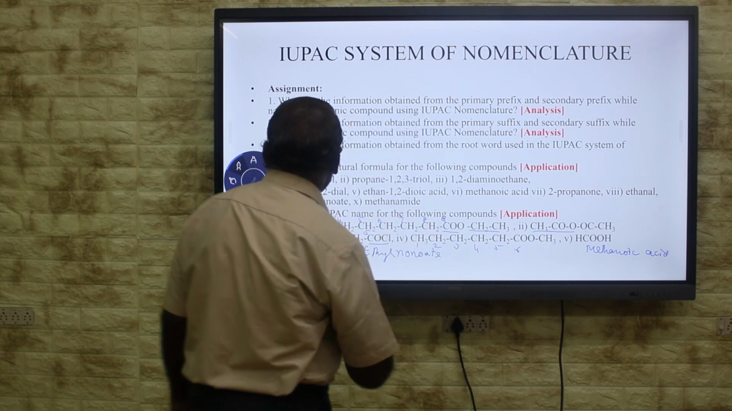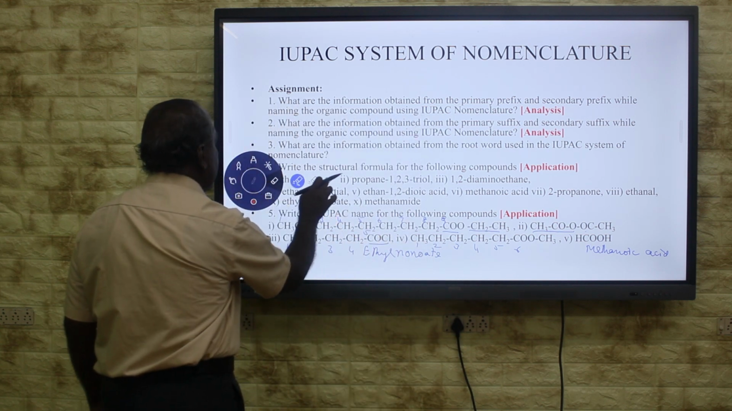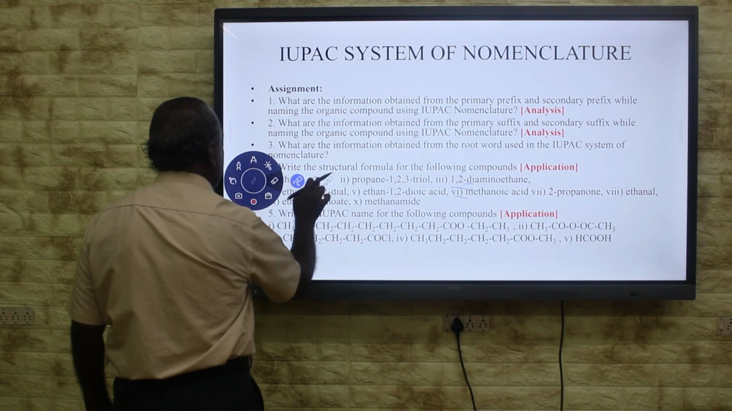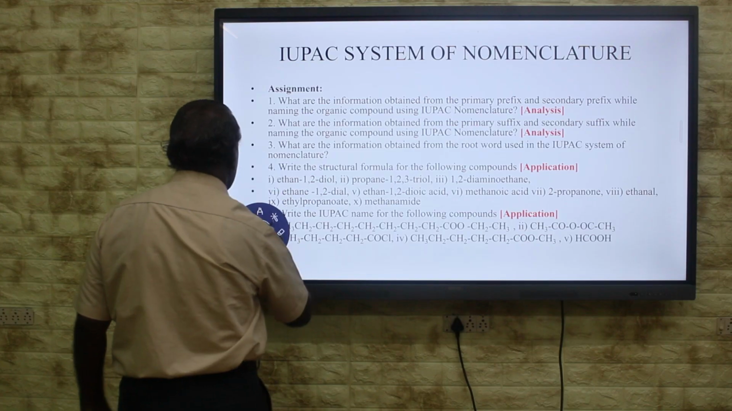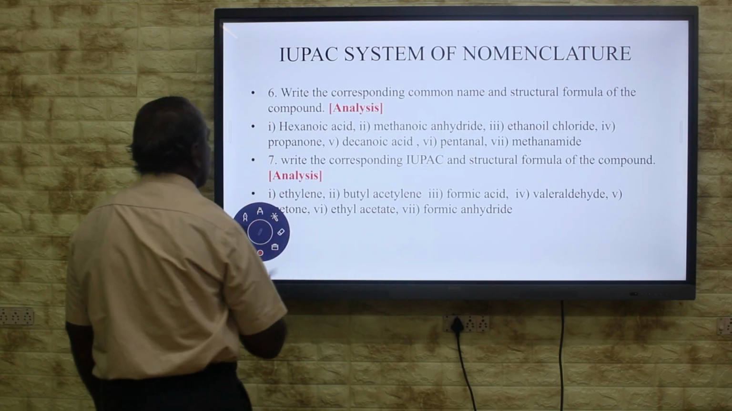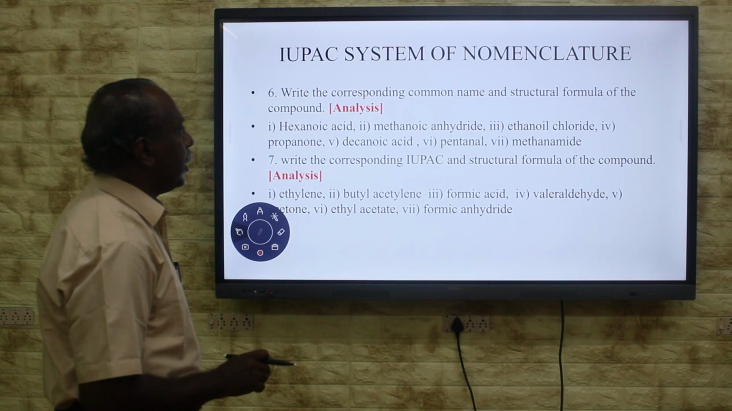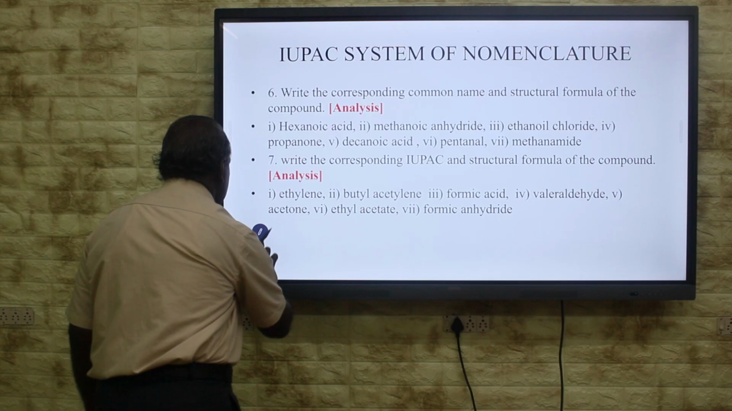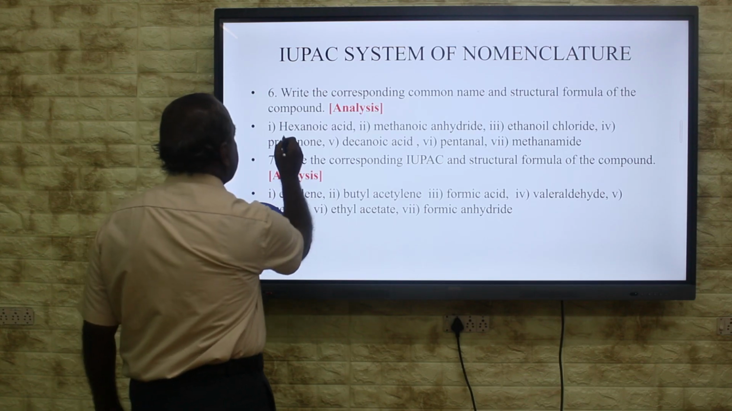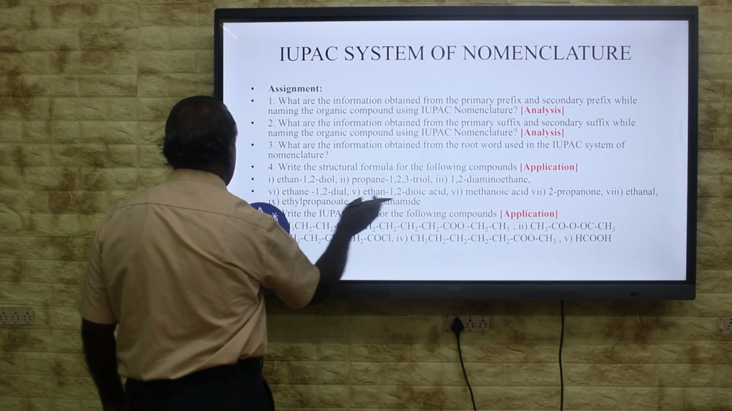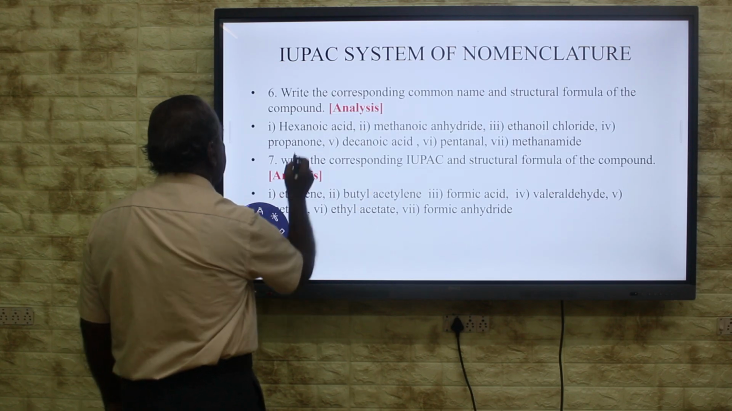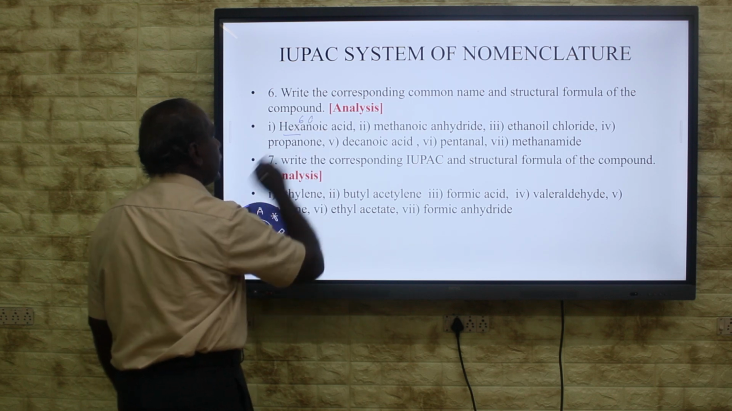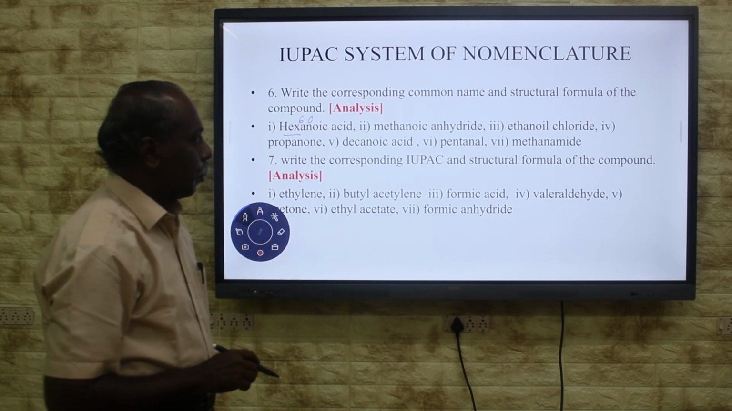That is the way of writing the IUPAC name of the compound. Next: write the corresponding common name and structural formula of the compound. Here hexanoic acid is given. Hexanoic acid is a 6 carbon carboxylic acid. Hex indicates 6. Here 6 carbons will be there. A 6 carbon carboxylic acid is caproic acid.